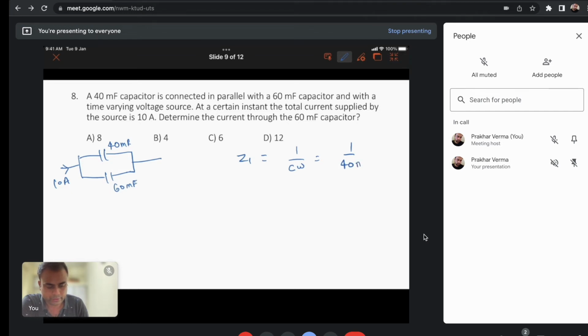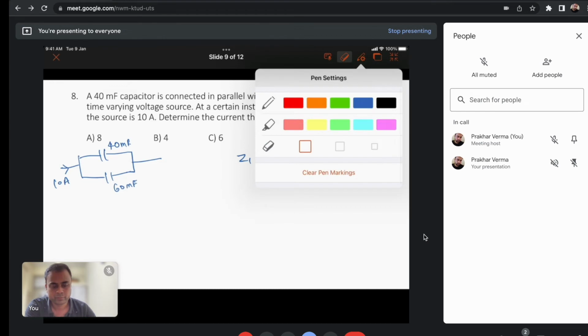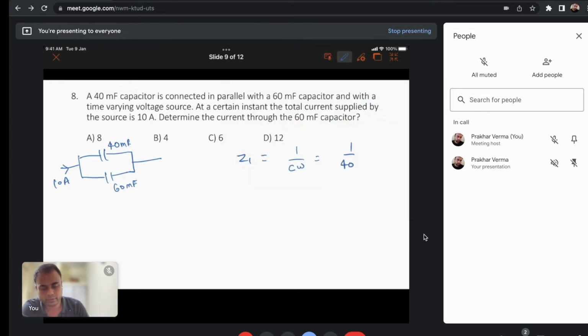So millifarad is there, so for the sake of simplicity I will not write in millifarad, because ultimately those millifarad things will get cancelled. So that is why I will not be writing millifarad. So Z1 becomes 1 by 40 omega and Z2 becomes 1 by 60 omega. So we have to find the current through 60 millifarad. So this portion we have to find as current.